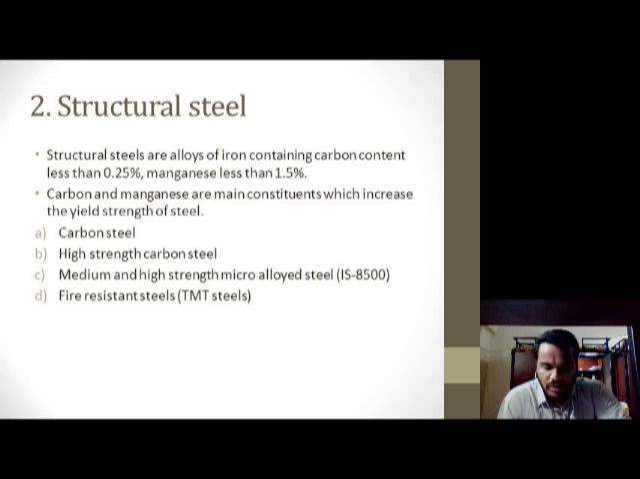And medium and high strength microalloyed steel has a very low carbon content but achieves very high strength due to the addition of alloys such as niobium, vanadium, and titanium. Its ultimate strength is around 450 to 590 MPa, and the minimum yield strength of this medium and high strength microalloy steel is 300 to 450 MPa. And fire resistant steel is the TMT steel, as I have said here. It is called thermomechanically treated steel. They perform better than ordinary steels under fire.